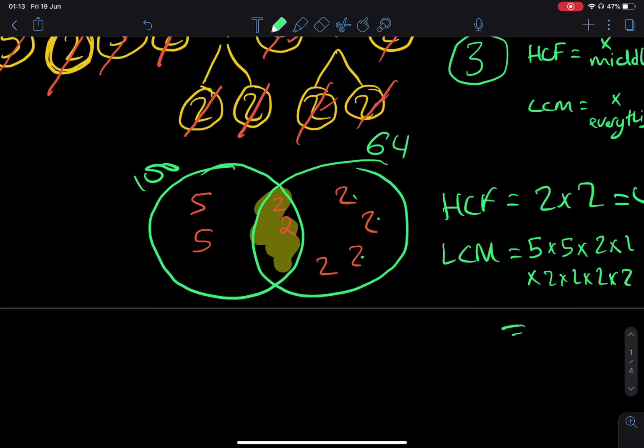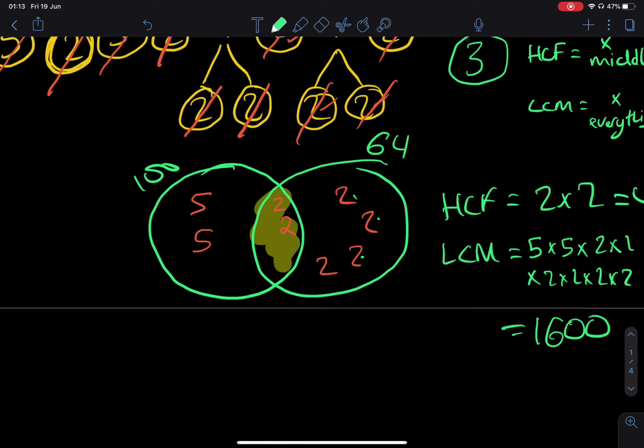25 times 2 is 50. 50 times 2 is 100. 100 times 2 is 200. 400, 800, and 1600. So the lowest common multiple of both 100 and 64 is 1600.